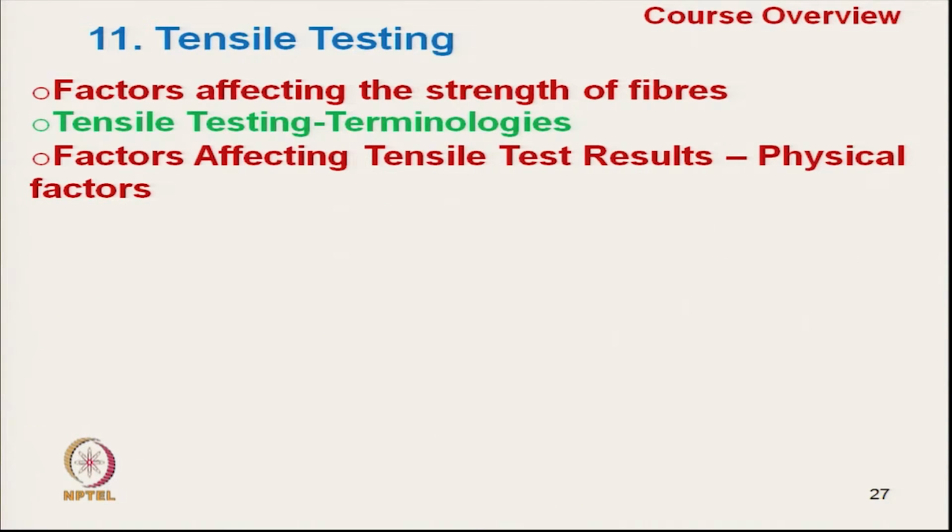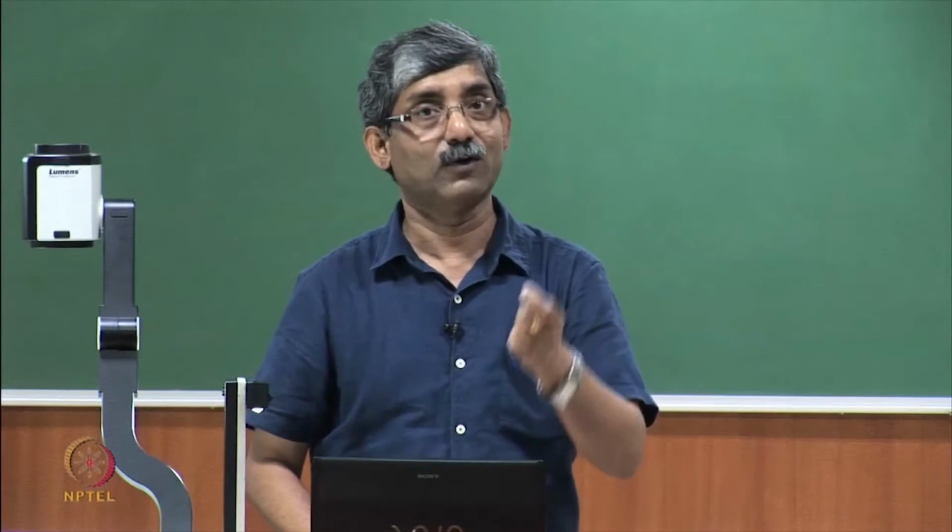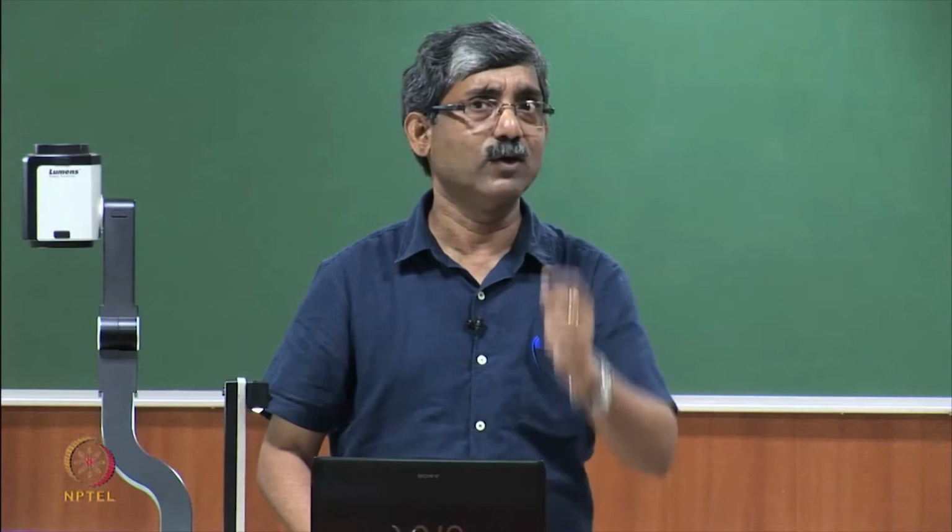Then factors affecting the tensile test result. Physical factors we will discuss here, as we have discussed earlier, like the gauge length of the material, and it affects speed of test. So, these affect the test result for a particular material, and we will do the related calculation.